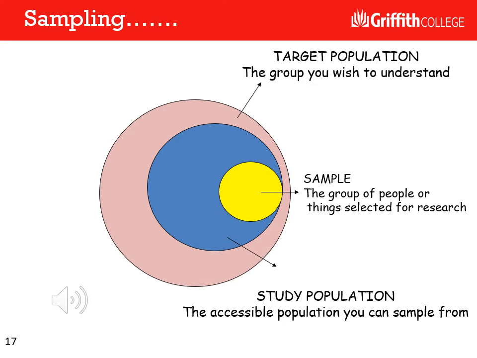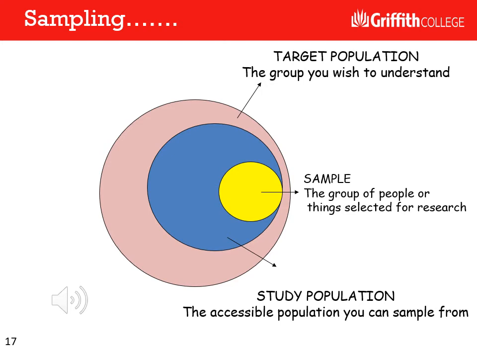Okay, so let's just review this sampling process. The group of people or things that you want to understand would be the target population. So the researcher identifies a group they are trying to understand. That's indicated in pink in this simple Venn diagram. From this, they'll choose the study population, the population of things or people that are actually accessible to them, from which they can select someone.